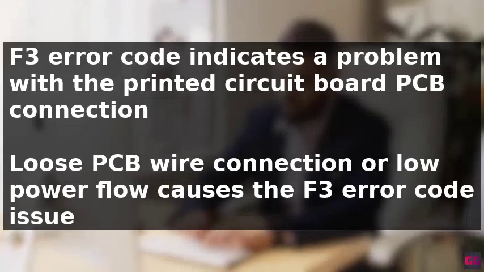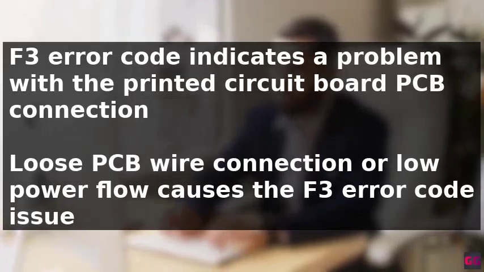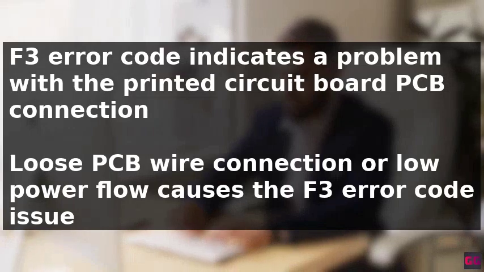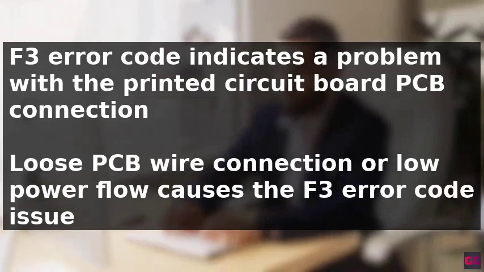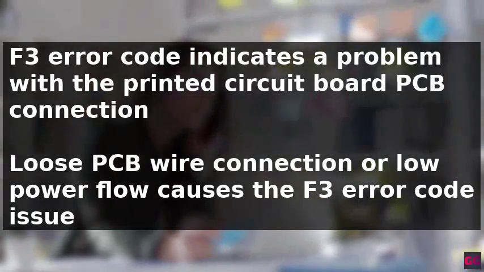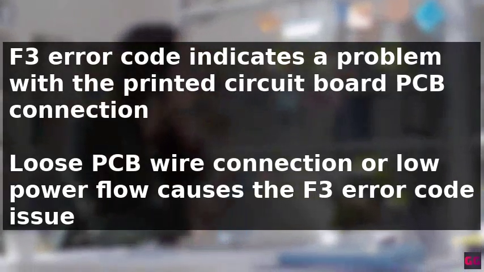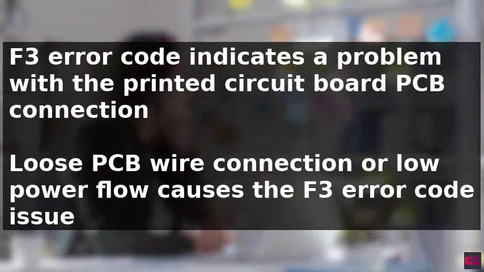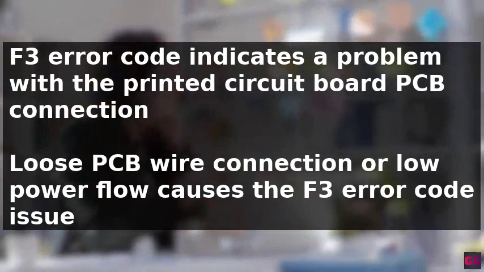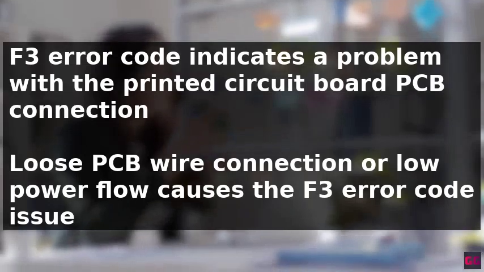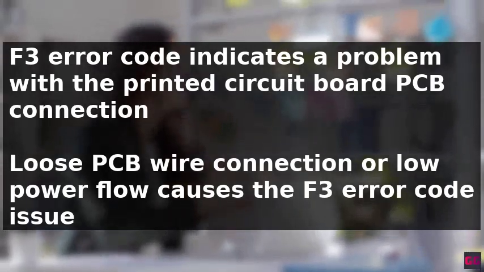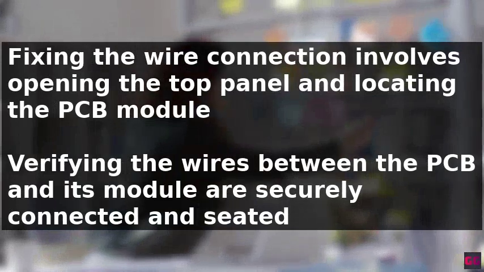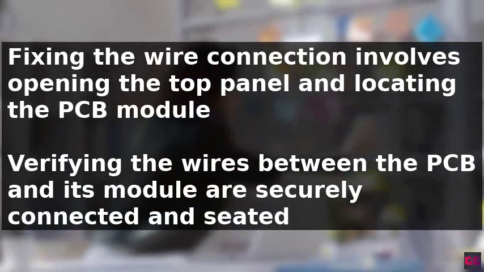The F3 error code from a Hisense inverter AC indicates a problem with its printed circuit board (PCB). This issue can arise due to a loose PCB wire connection or low power flow from the PCB to the Intelligent Power Module (IPM). To resolve the F3 error, it is essential to address these potential causes.